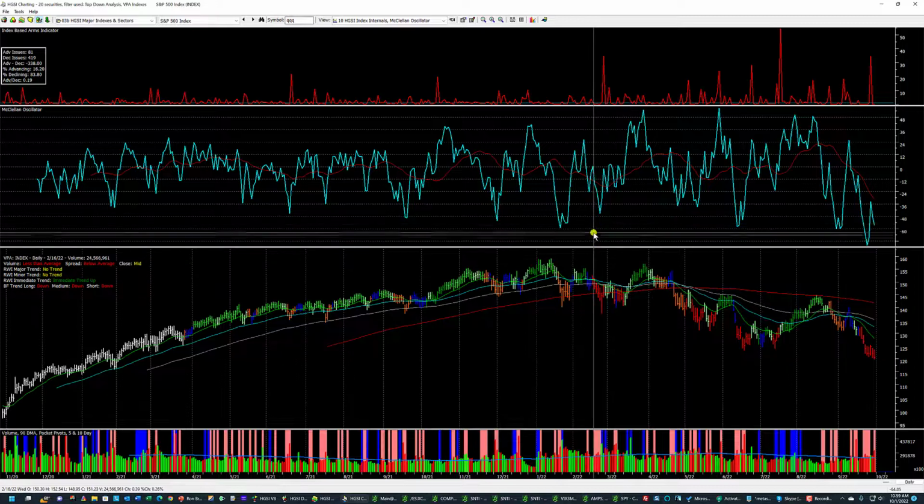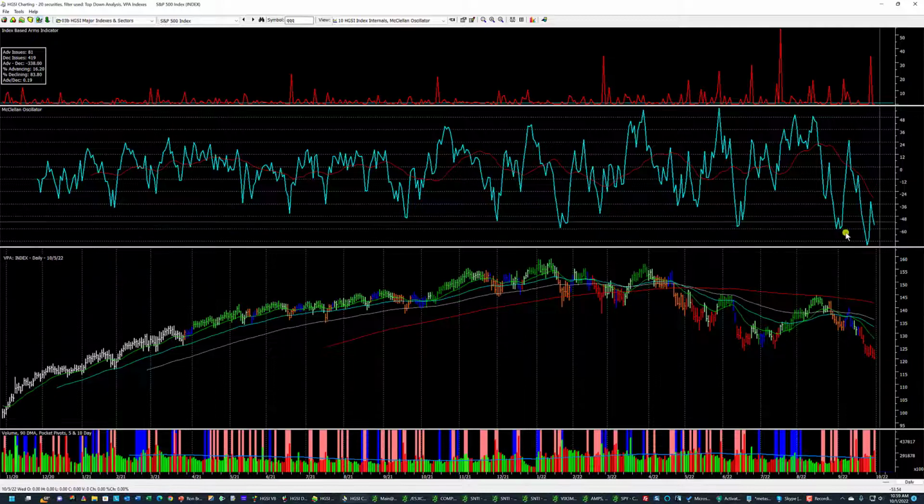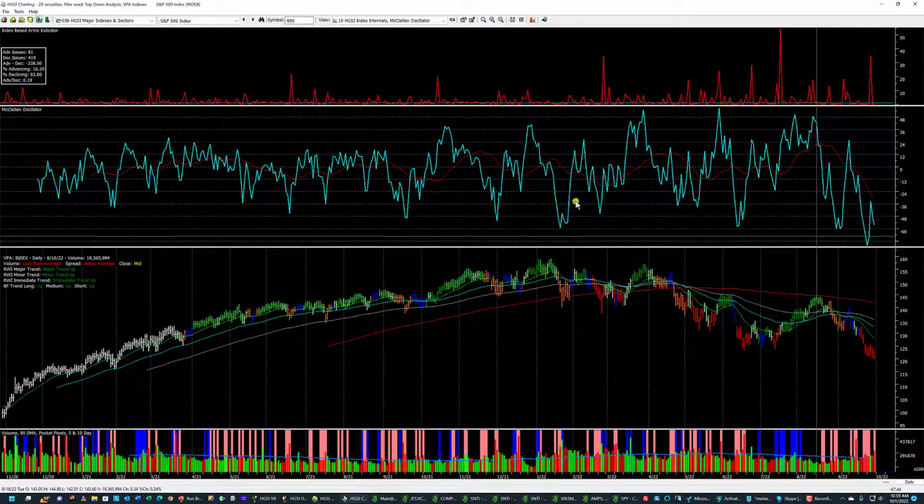But rarely, and this is a 2-year chart, rarely do we see it get this oversold. And then it rallied a little bit. It wasn't quite as oversold, but now it's headed back down.